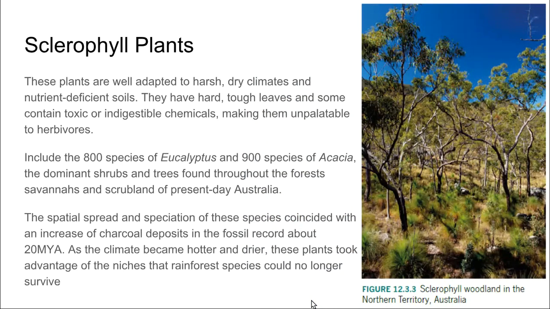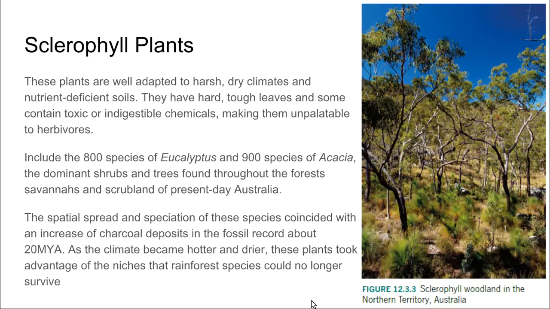So sclerophyll plants are well adapted to harsh, dry climates and nutrient-deficient soils, which, funnily enough, is exactly what Australia has become. They have hard, tough leaves, and some of them contain toxins or indigestible chemicals, and this makes them unpalatable to herbivores, so therefore they are not a good source of food.